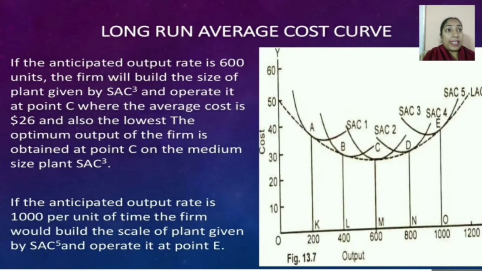Now if the output rate increases to 1000 per unit of time, the firm will build the scale of plant represented by SAC5, and it will operate at point E. Now what we are doing is drawing a curve tangent to every minimum cost point of every plant: A, B, C, D, E.